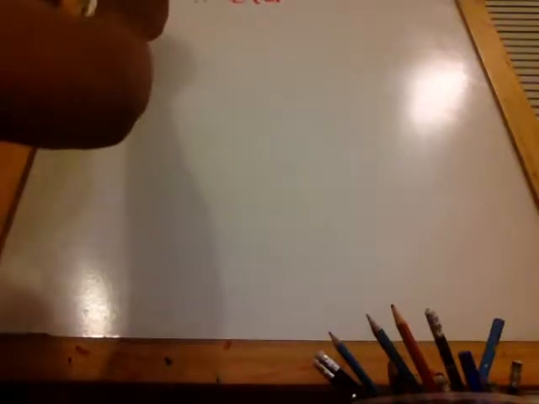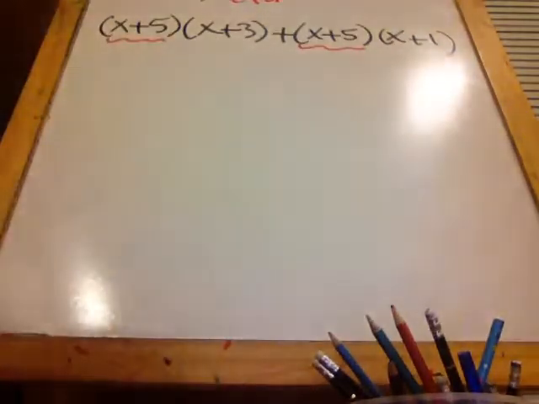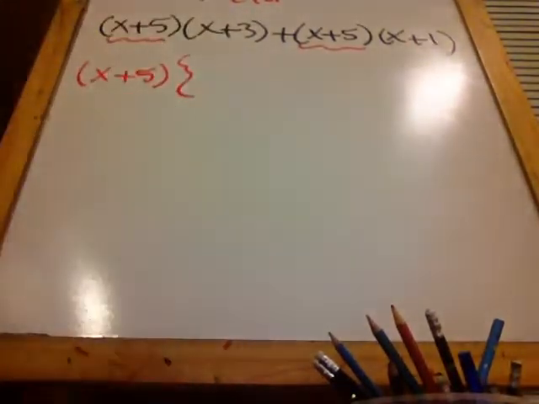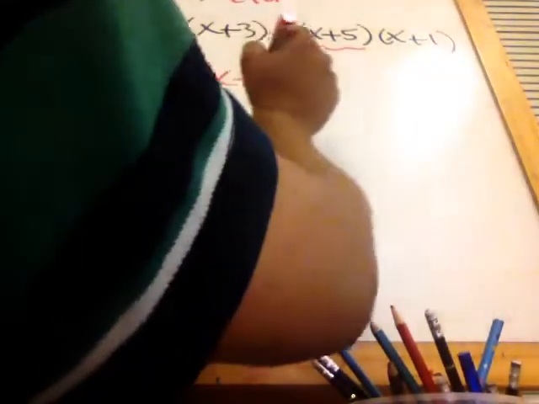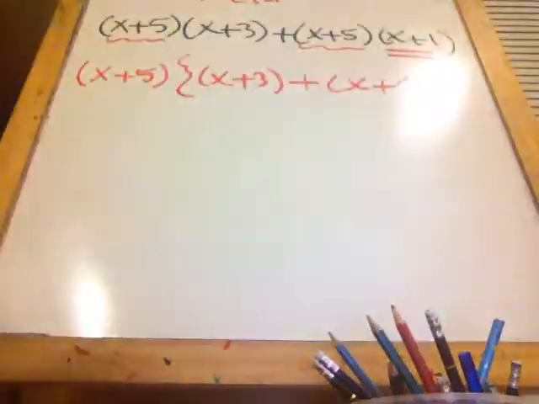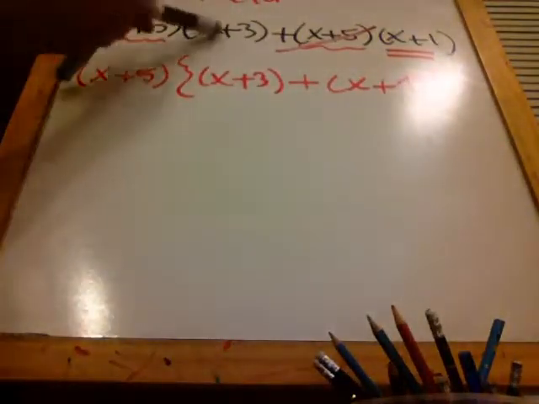Okay, so assume I have also x plus 5 times x plus 3, plus x plus 5 times x plus 1 here. Okay. Now, I can see that x plus 5 is there and there. We can take it as a common factor. What is left? So this is by grouping. What is left is x plus 3, and here we have x plus 1. So here we drop this term and we drop this term, so we'll get x plus 3 and x plus 1.